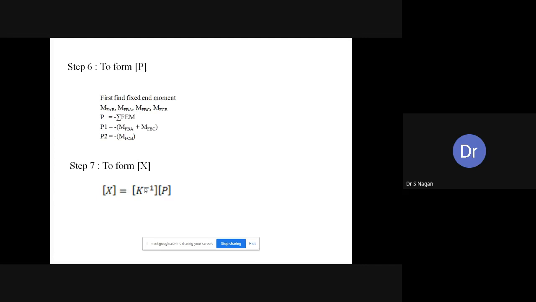Then we need to form capital X. Capital X is equal to K inverse into P. So K inverse we obtained in step 5, P we have formed in step 6. So from K inverse P we will be getting capital X.